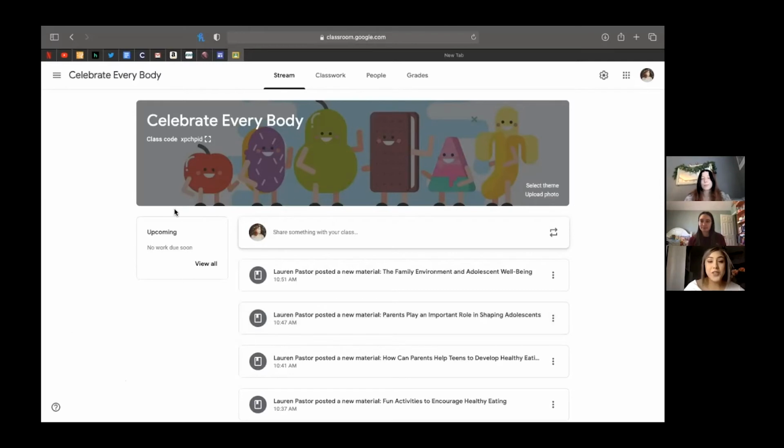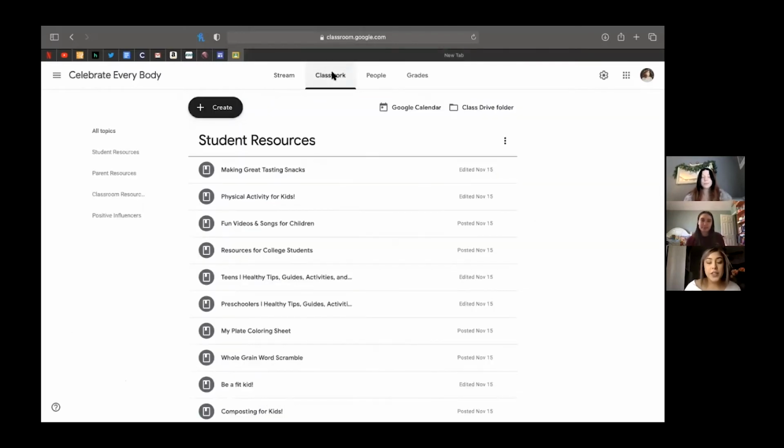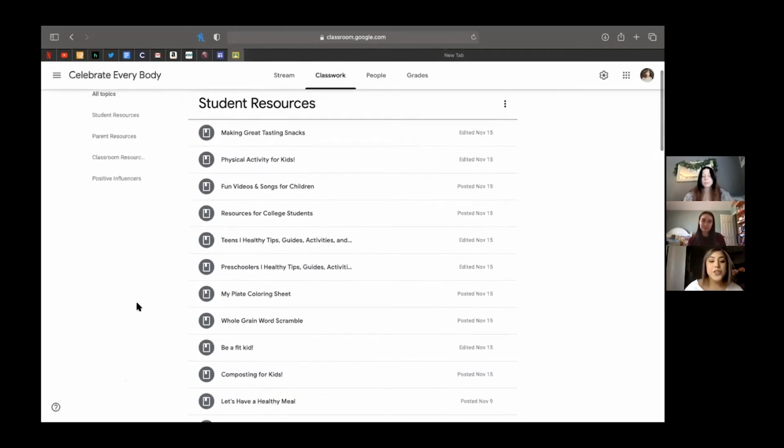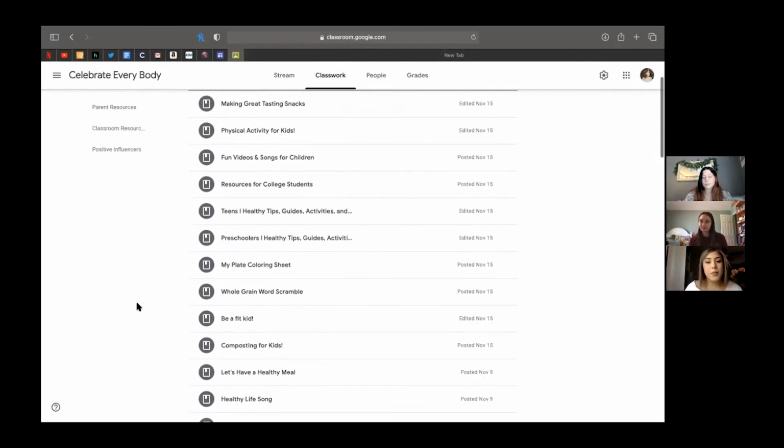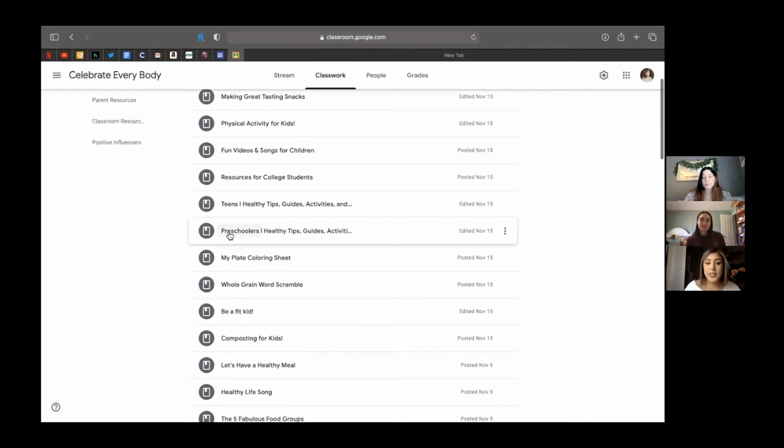For our first classroom, I was in charge of students, and these are students anywhere from preschool to college students. And there's a variety of tools, websites, and activities for students of all ages to promote body positivity and body health, such as preschoolers' healthy tips, guides, and activities.